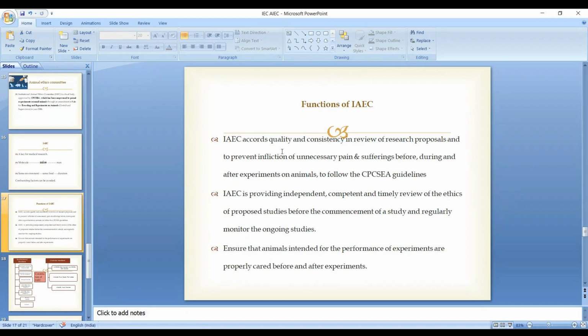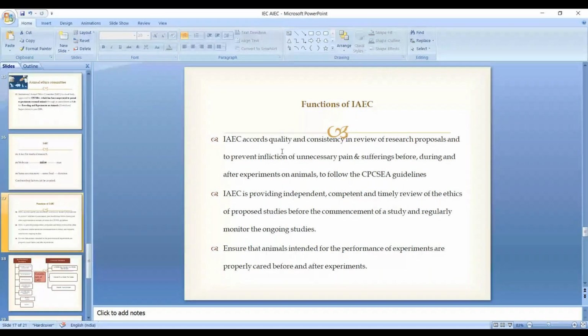The IAEC provides independent, competent, and timely review of the ethics of the proposed studies. Monitoring of the ongoing studies is important in the Institutional Animal Ethics Committee. It is one of the important factors, and the secretary has to take care of all that and report to the concerned chairman. The committee has to ensure that animals intended for experiments are properly cared for before and after experiments.